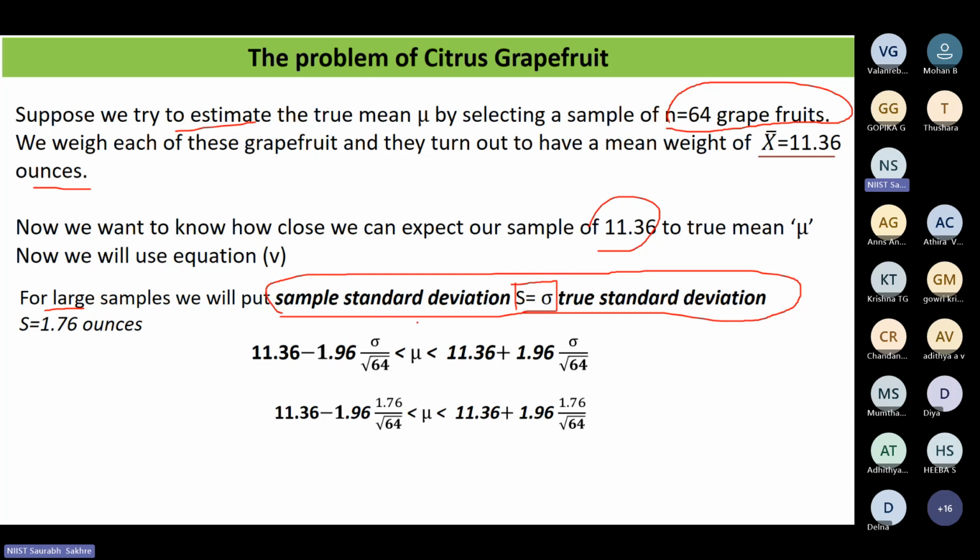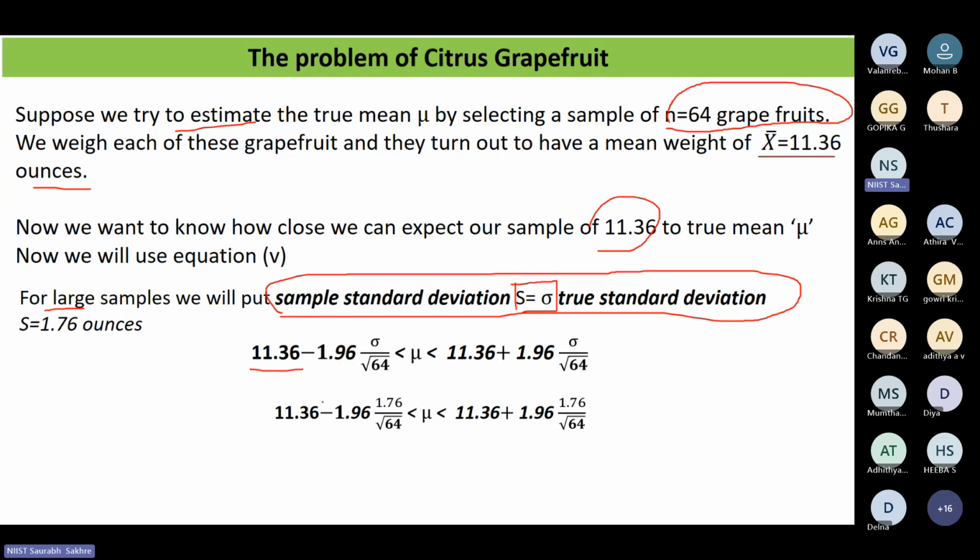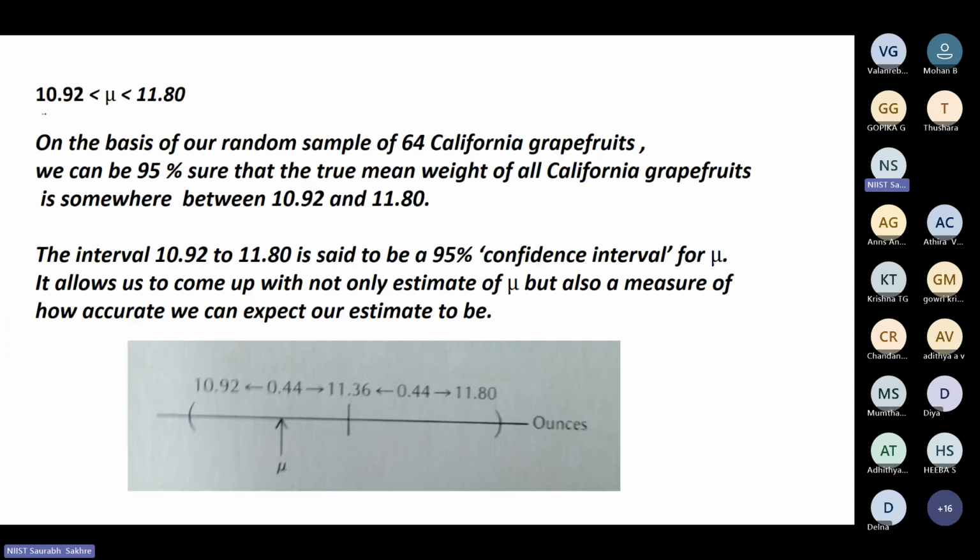So I'll use my formula. My formula was bar x minus 1.96 sigma by root n. My bar x was 11.36. I am using 1.96 because I want to work at a level of significance of 5%. And n is 64, so under root of 64, less than mu less than 11.36 plus 1.96 sigma by root 64. Sigma I know, it is 1.76 ounces. They have given the standard deviation also. So I put 1.76. We will calculate 11.36 minus 1.96 into 1.76 by under root 64. It turns out to be 10.92.